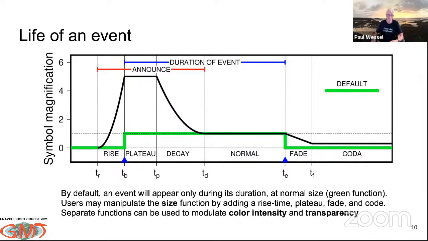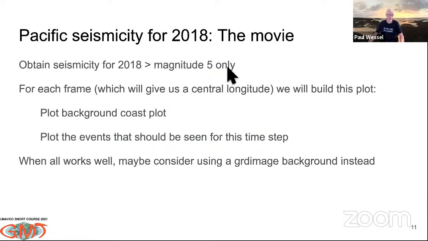And we have separate curves for the size of the symbol, the color intensity of the symbol, and the transparency of the symbol. So what we're going to work on as a group here is making a movie of Pacific seismicity for 2018, only showing magnitude 5 and larger.